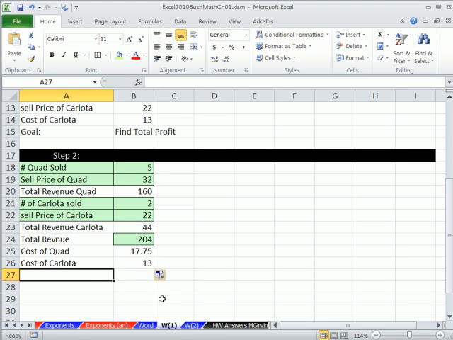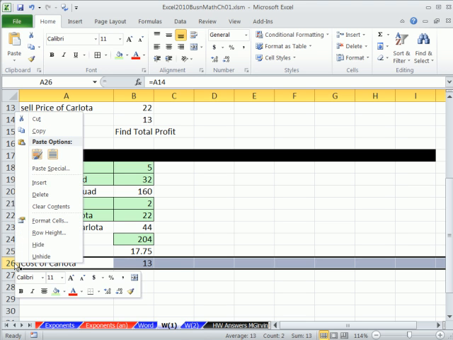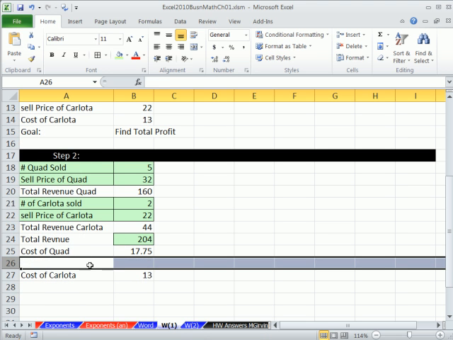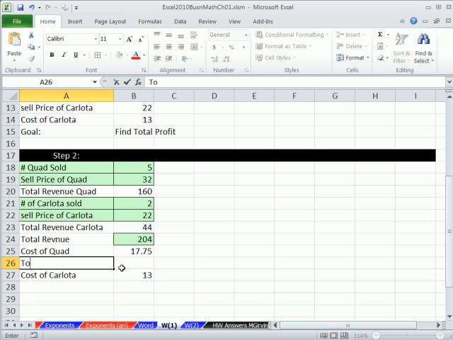Now I want total cost. Actually, why don't we do it this way? We'll do that same little trick we did before, how we had a total for one and a total for the other. But here, I've listed these both on top of each other, and I don't really want that. I want a little row here. So I'm going to do that same trick. I'm going to right-click Insert. Because here I'm going to put total cost of quad.